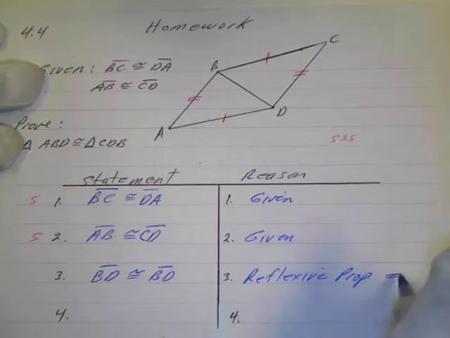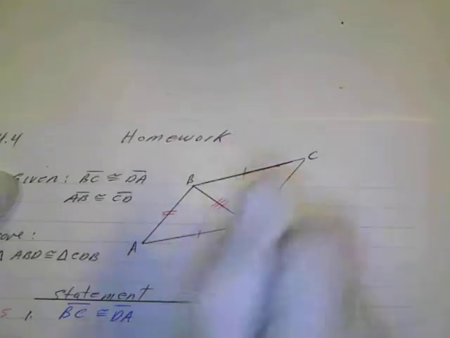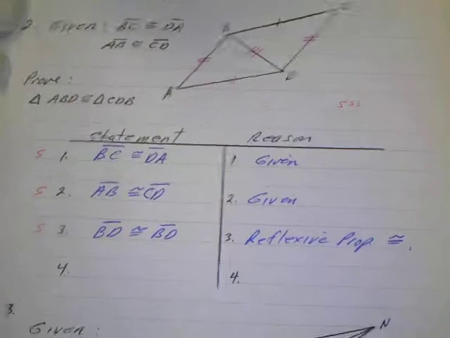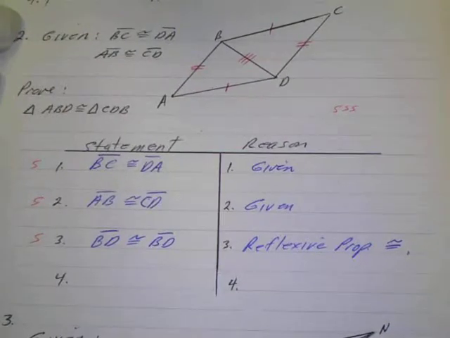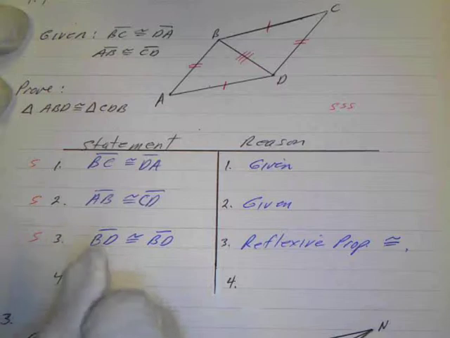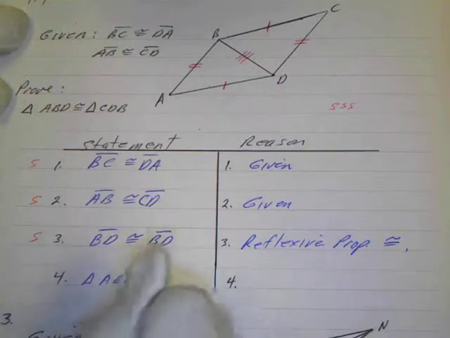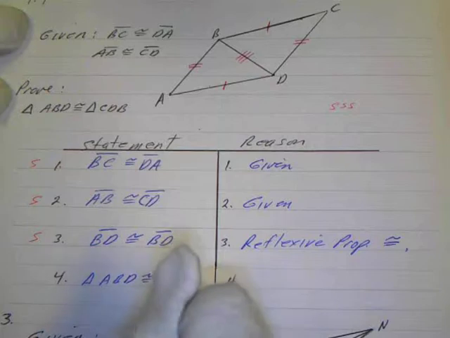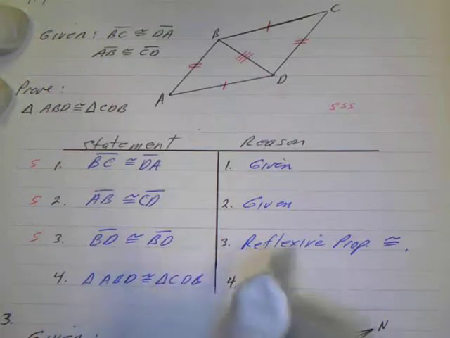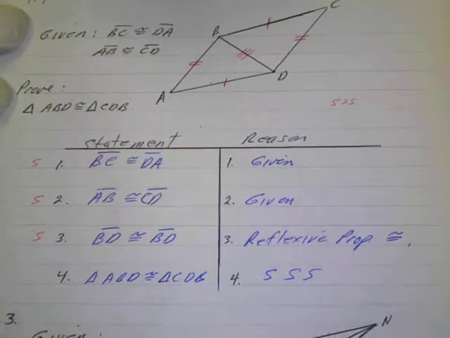of congruence. We've also got one of these reflexive properties for equality. So I'll mark that with 3 marks, because that's my third side. Put a side here, and it looks like I've got side, side, side, so therefore I've got what I'm trying to prove. Triangle ABD is congruent to triangle CDB, and the reason is side, side, side. And there you go.